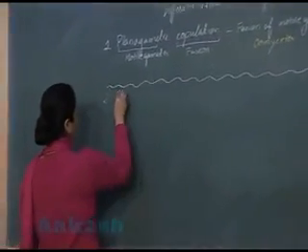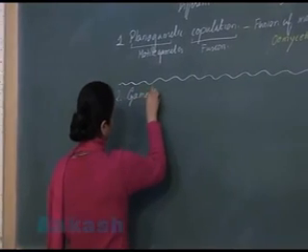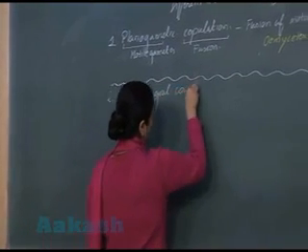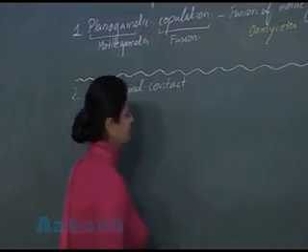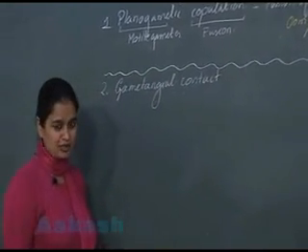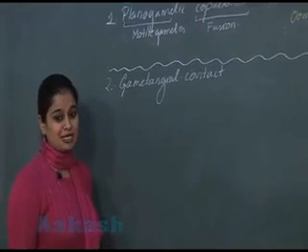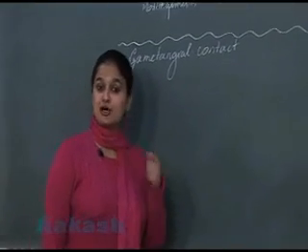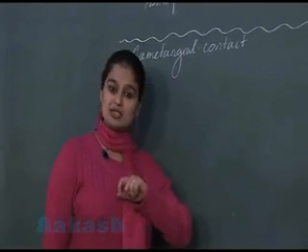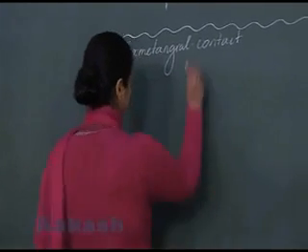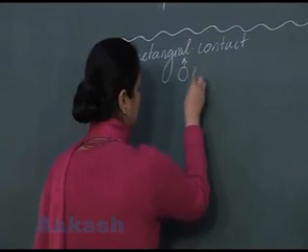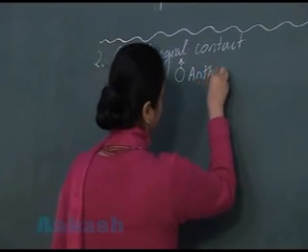Second category, that is gametangial contact. Now gametangia, they are sex organs. And in this type of sexual reproduction, there is formation of two types of sex organ, that is male gametangia and female gametangia. So there is formation of male gametangia, that is known as antheridium.